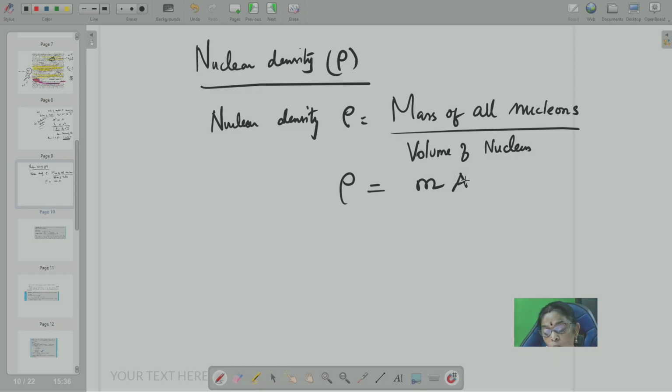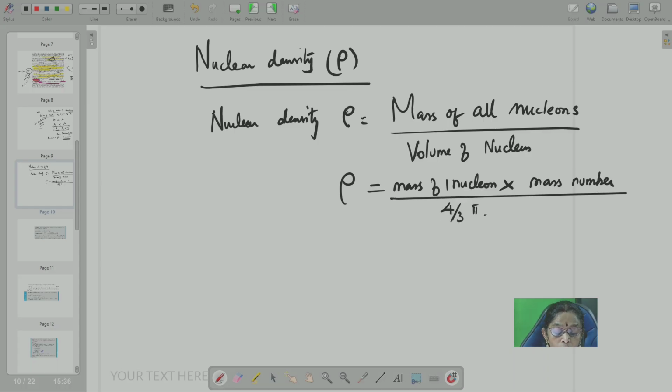So because the mass of all nucleons is equal to the mass of one nucleon into the total number of nucleons, that is nothing but the mass number A, whole divided by the volume of the nucleus, 4 by 3 pi r cube. So you have to be very careful. M into A divided by 4 by 3 pi into, instead of r cube, what can you write?